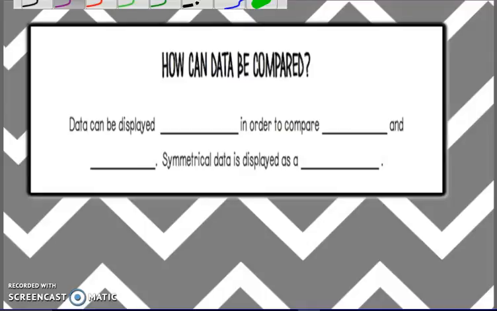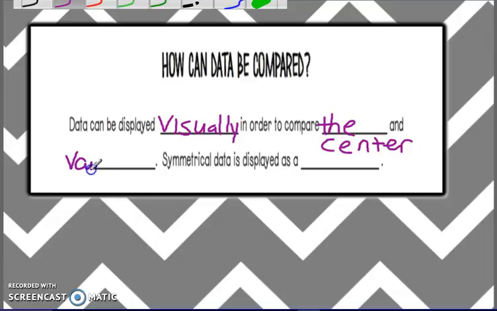Okay, today we're going to talk about how data can be compared. So the first thing we're going to do is, it says data can be displayed visually in order to compare the center and variability. That's what we did the other day, was variability. Symmetrical data is displayed as a dot plot.